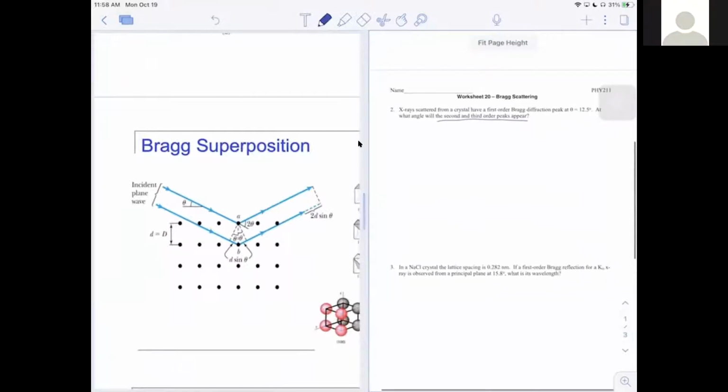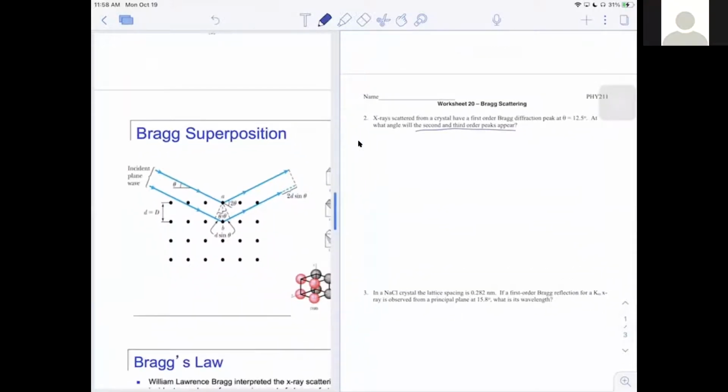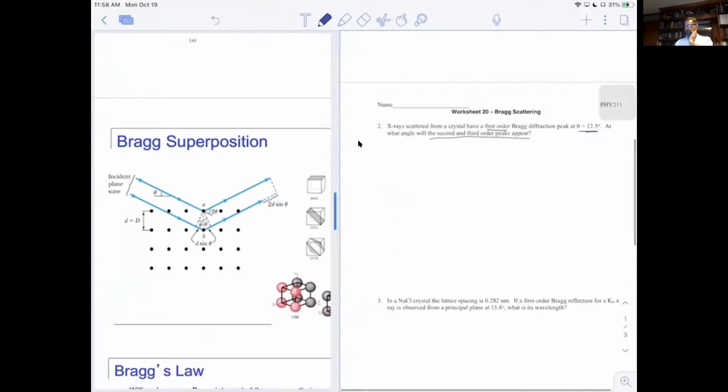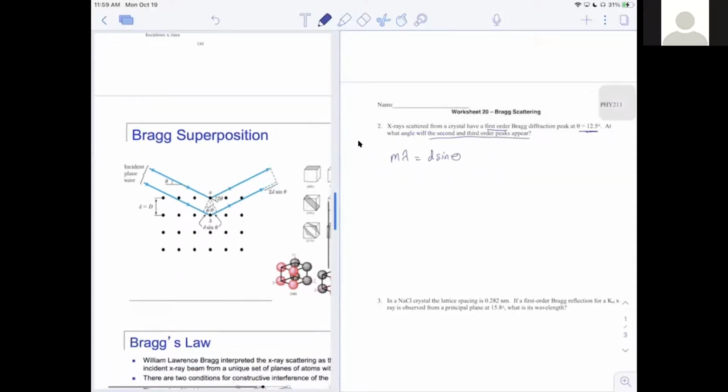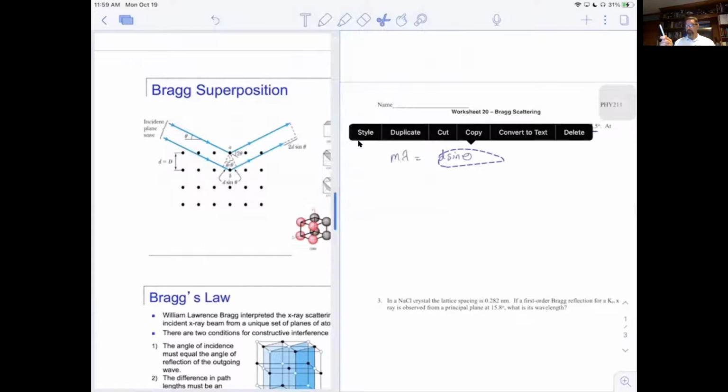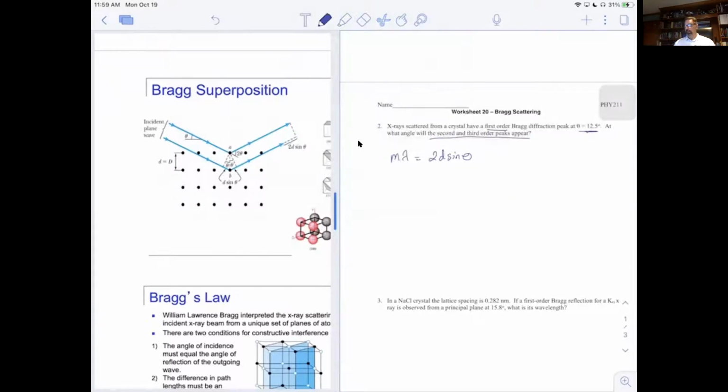Gotcha. Okay. First order. We have the first order. And we're asked to find the second and third. But the equations are the same. It's just a factor of two, though. The basic one is d sine theta, right? That would be true for Young's experiment, diffraction grating. For Bragg scattering, you got 2d sine theta. Correct. Good. And that's the difference. And the angle is with respect to the surface, not with respect to the normal.